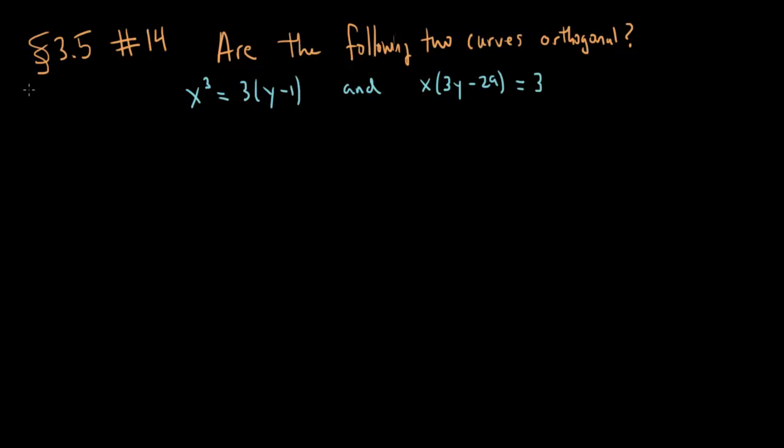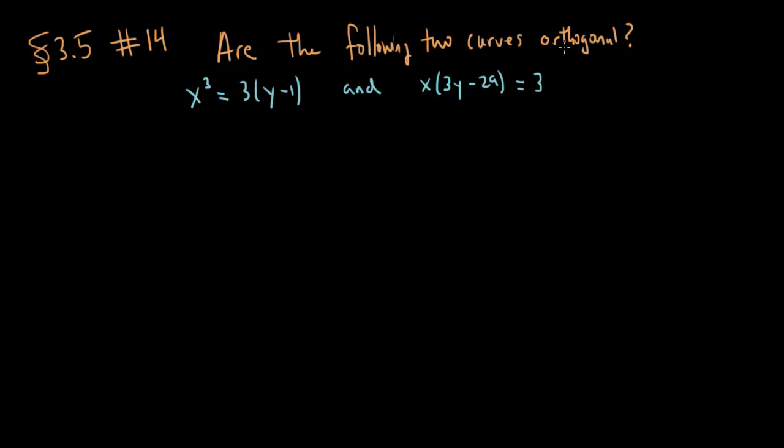Alright guys, we have a quick question here. This is from section 3.5, number 14. Now, here's what's going on. We have two curves: x cubed equals 3 times (y minus 1), and x times (3y minus 29) equals 3. These are both implicitly defined curves, and we want to know if these two curves are orthogonal.